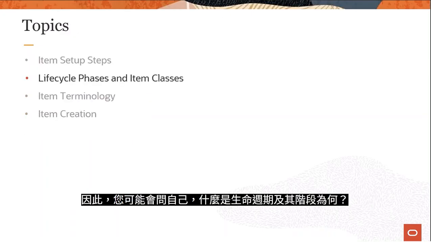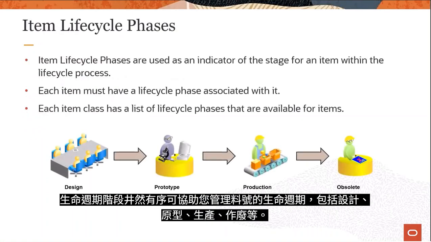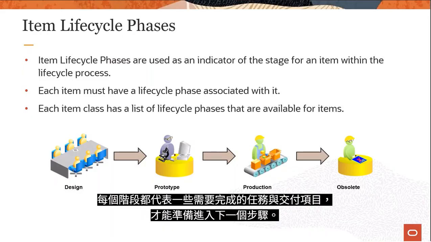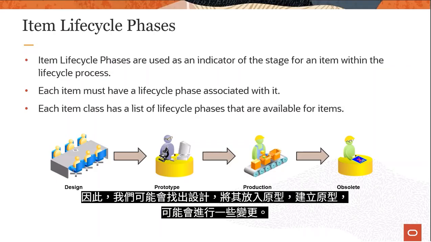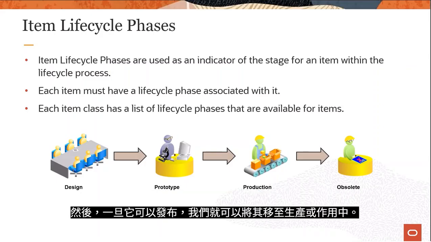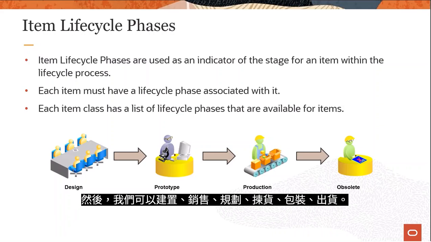So you might have asked yourself, what is a life cycle and what are its phases? Well, life cycle phases help you manage the life cycle of an item, from design, prototype, production, obsolete, as some examples. Each of the phases represent some of the tasks and deliverables that need to be done before the item is ready to go to the next step. So we may figure out the design, put in the prototype, build the prototypes, make some changes, and then once it's ready for release, then we can move it to production or active, and then we can build it, sell it, plan it, pick, pack, ship it.